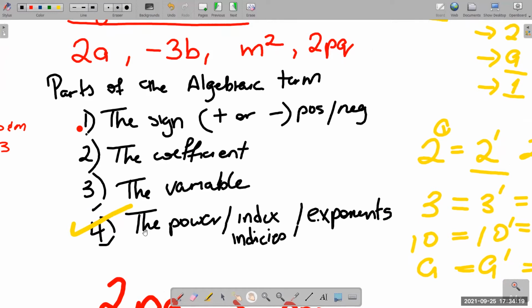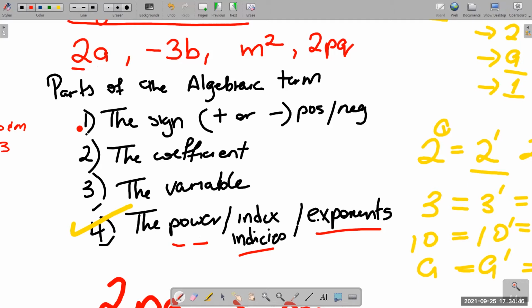And then most times the variables have a power. And we should always remember, power is the same thing as the index or indices or exponents. These three terms mean the same thing. Everybody with me? So for example, in 2a, we know that this is a positive term. We know that the coefficient is 2. We know that the variable is a.